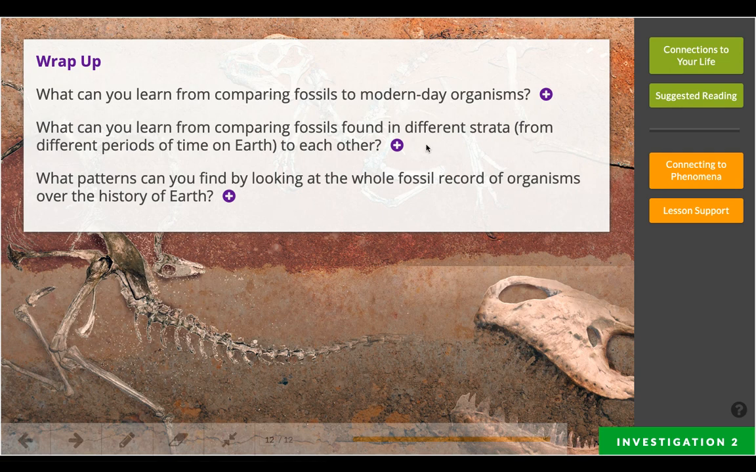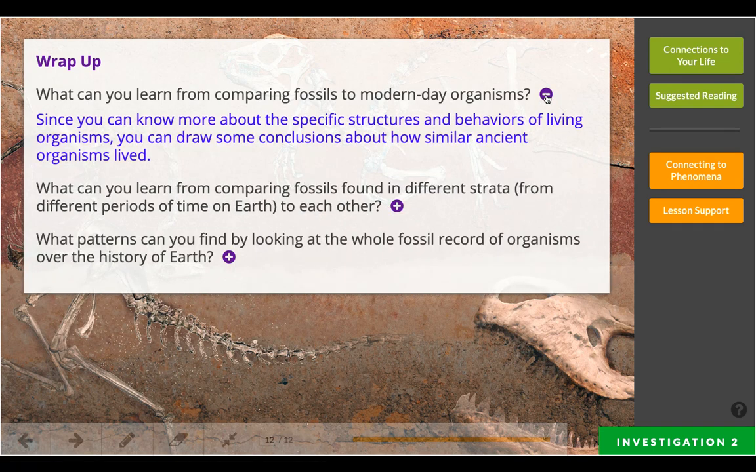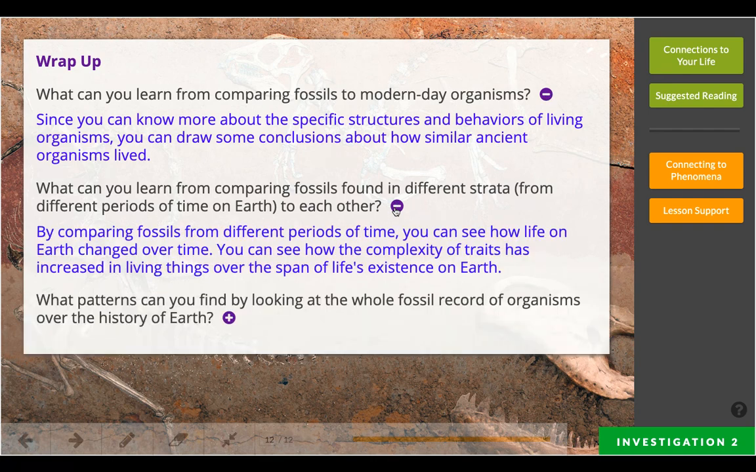So to sum all of this up, when we compare fossils with modern-day organisms, we can draw some conclusions about how similar ancient organisms lived because we see similarities between those ancient organisms and organisms that live today that we're more familiar with. When we compare fossils found in different strata from different periods of time with each other, we can see how life on Earth changed over time.